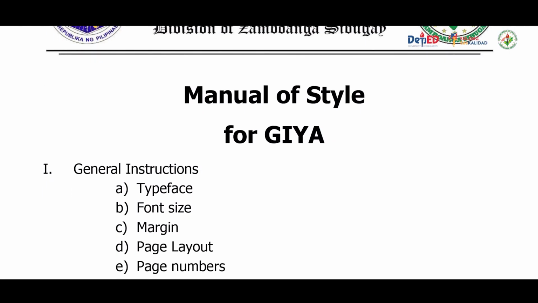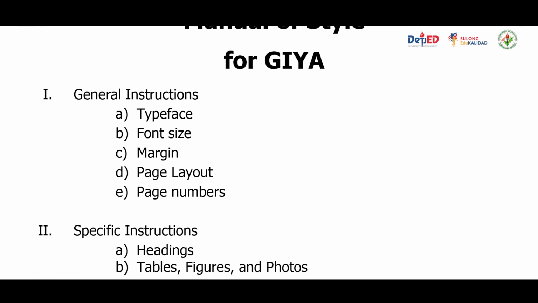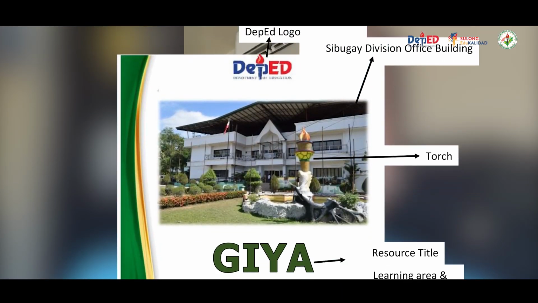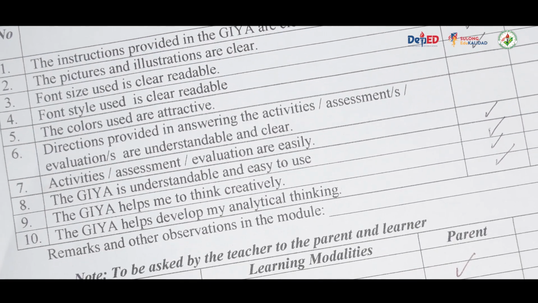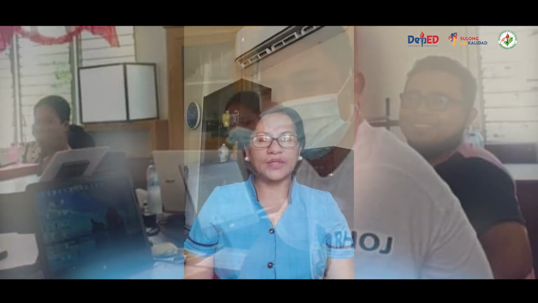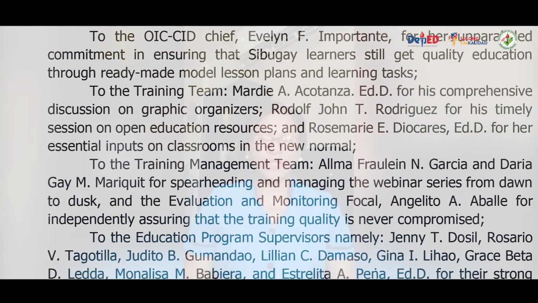This Manual of Style serves as a guide to all our teacher writers as to the parts of the GIYA, the font size, the font style, the layout for a specific key stage, and we also included the quality assurance tool which sets the indicators and criteria for it. And then next is the selection of teacher writers. Of course, we'd like to give credit to all our school heads and public schools district supervisors for giving us teachers who really could produce quality outputs.